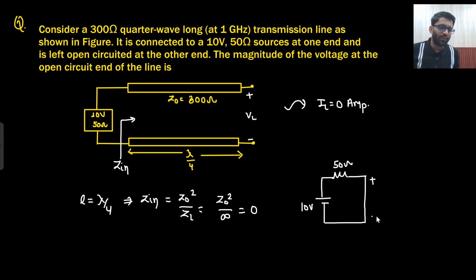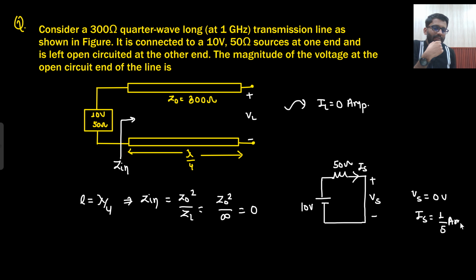So across Z in, what do you get? Vs and Is. So what is the value of Vs you are getting? 0 volt. Why 0 volt? Because I replaced my transmission line with Z in and Z in is completely shorted. If it is shorted, that means Vs is 0 volt. And what is my Is? Is is 10 by 50, that is 1 by 5 ampere. So this is my Is. What I need to find? I need to find VL. What else I know? IL is 0.